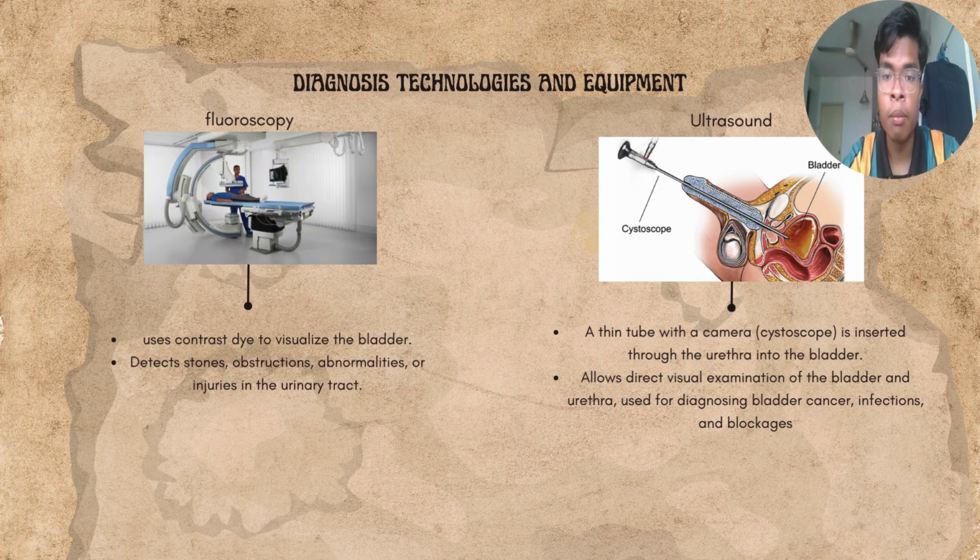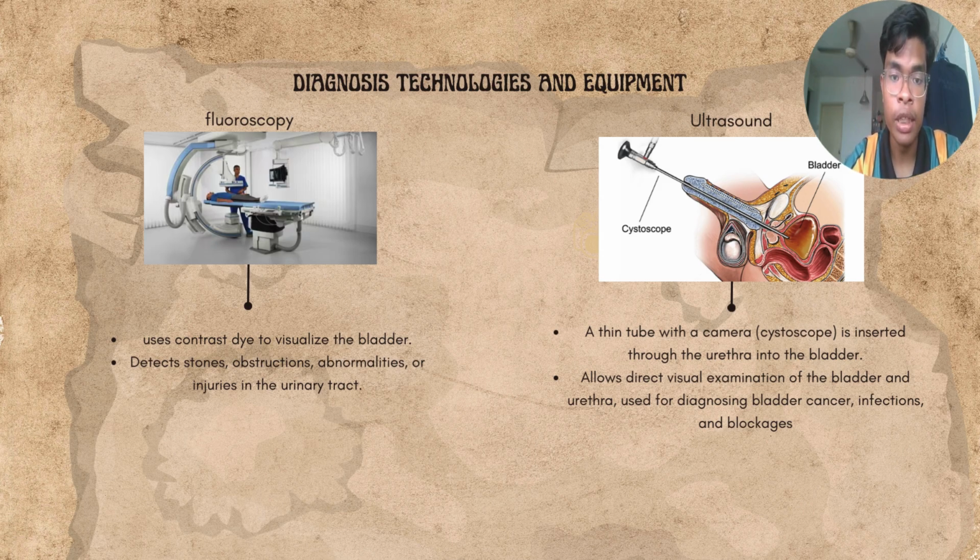Now, I would like to talk about the diagnosis technologies and equipment which doctors use to diagnose patients with health problems regarding the urinary system. The first equipment is fluoroscopy, which uses contrast dye to visualize the bladder. It detects stones, obstructions, abnormalities, or injuries in the urinary tract.